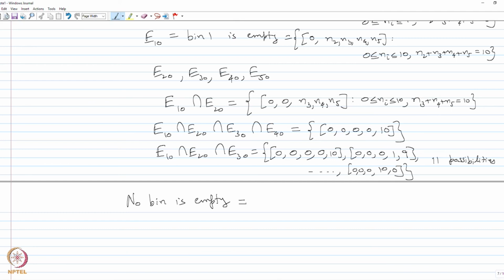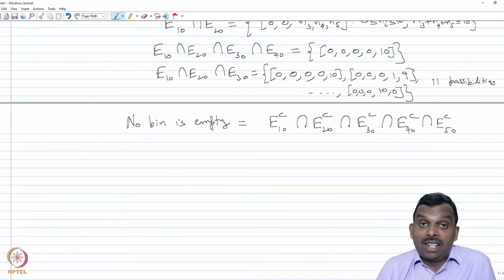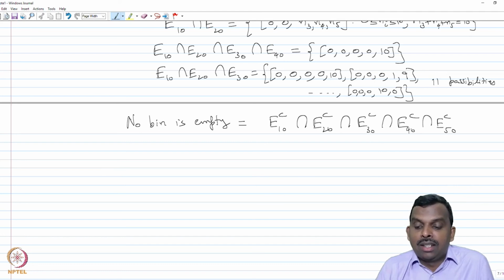You want to look at E10 complement: first bin is not empty. Intersect it with E20 complement: second bin is not empty. Intersect it with E30 complement: third bin is not empty. Intersect it with E40 complement, intersect it with E50 complement. All the bins are not empty. No bin is empty. So we have this interesting event that no bin is empty, and we're able to write it as the intersection of 5 different events: E10 complement, E20 complement, and so on.